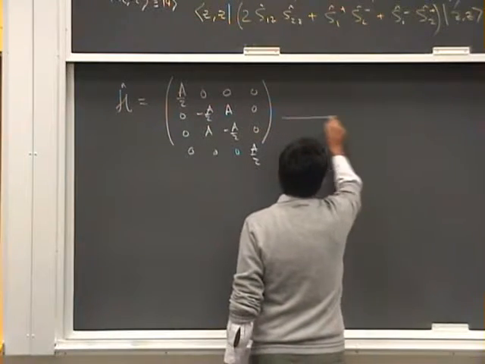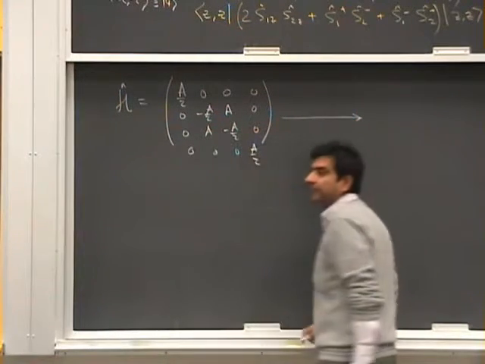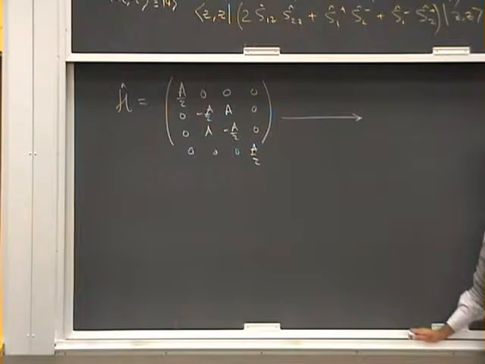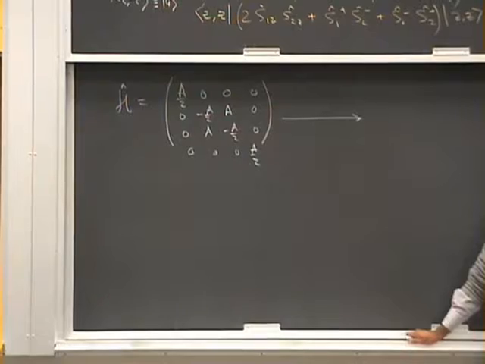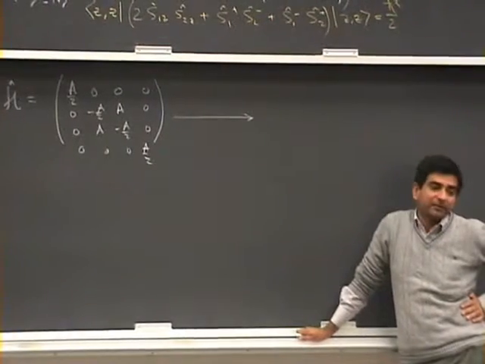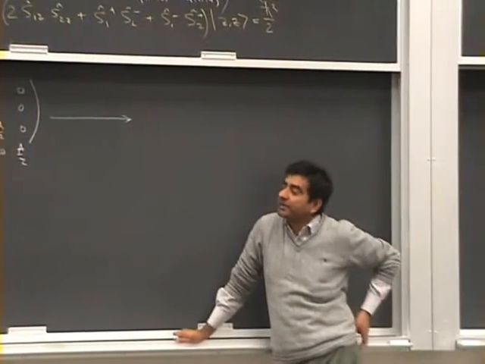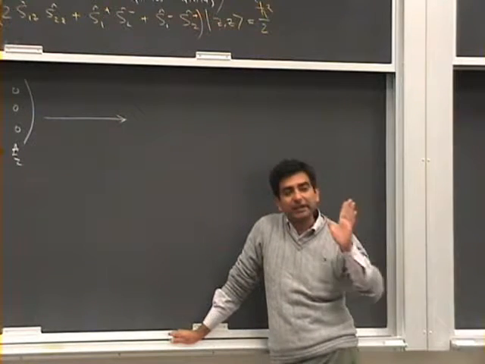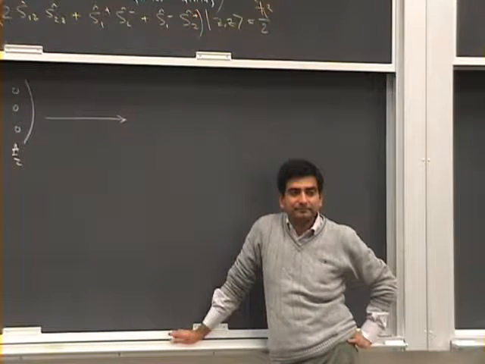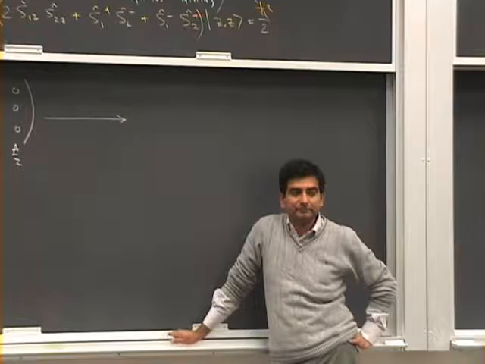We are interested in finding the eigenstates and the eigenvalues. To find them you have to diagonalize this matrix, but by experience and by inspection you can write down the eigenstates and eigenvalues. So what are the eigenstates and eigenvalues? First of all, what are the eigenstates?